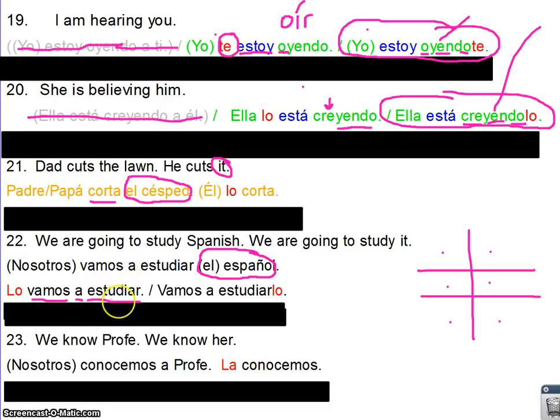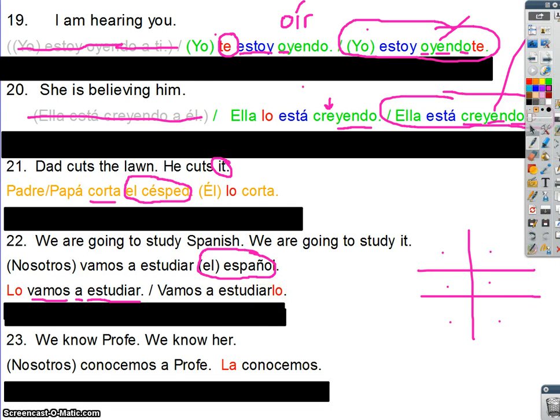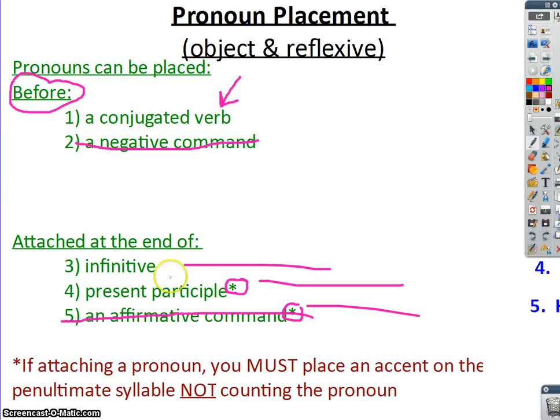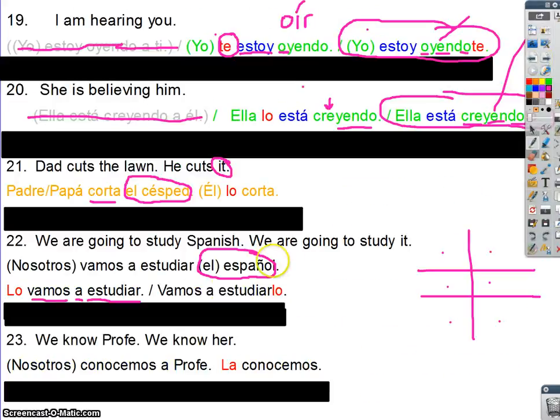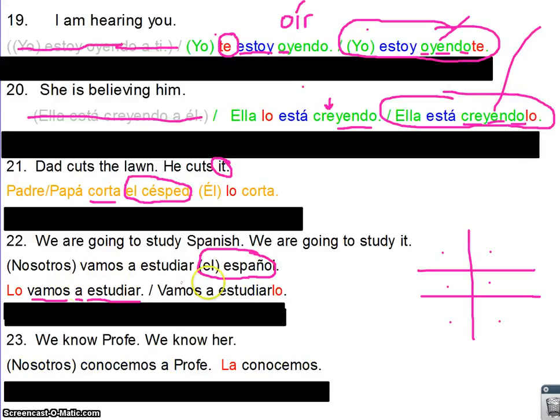However, I also have a verb infinitive over here. Verb infinitives end in ar, er, ir, and they haven't been conjugated. So I can attach lo to the end of estudiar. Do I need an accent? Let me check my notes. If I attach a pronoun to the end of an infinitive, there's not a star here, like there is here and here, so I do not need an accent. So this one's done. Either one of these sentences would be an appropriate answer to 22.